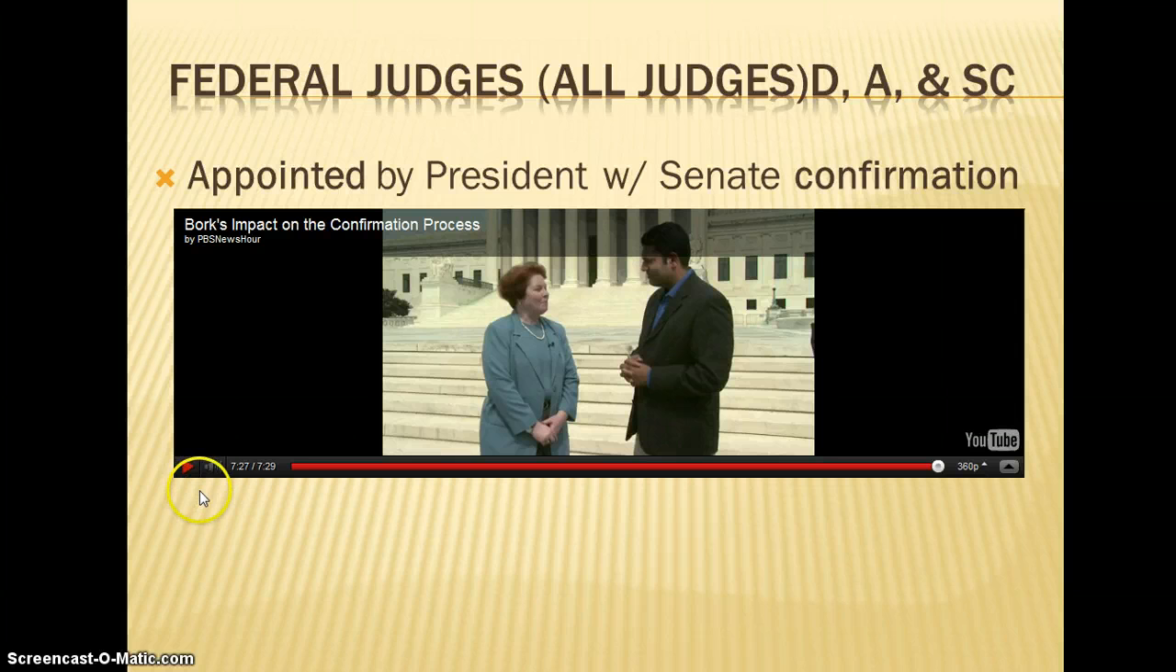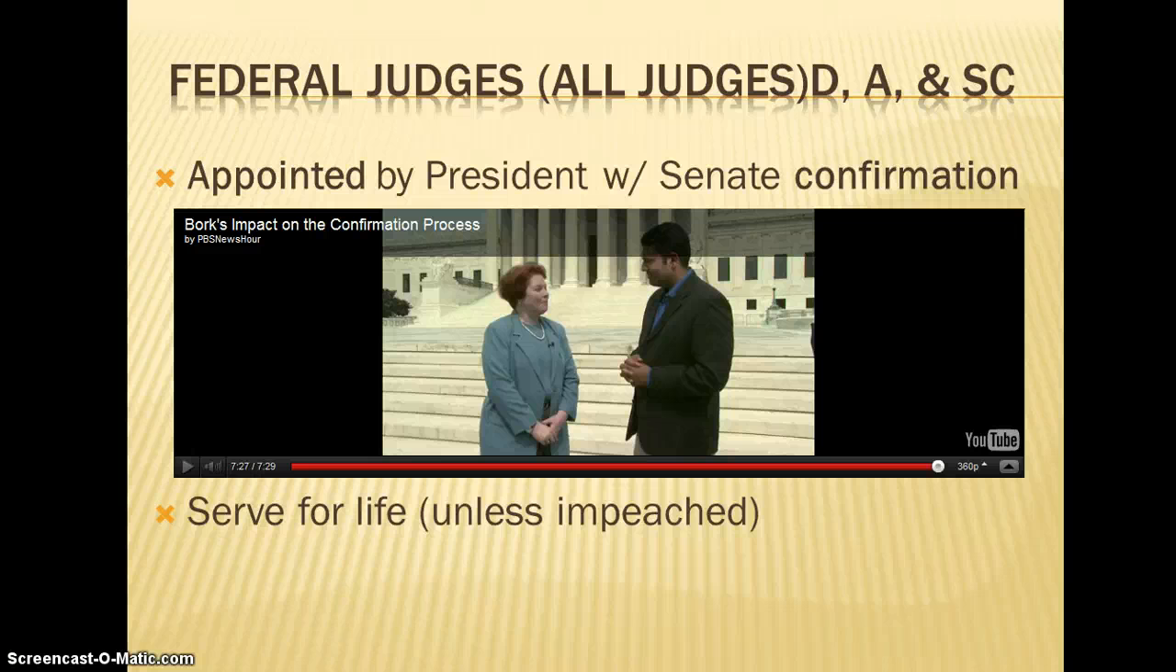Okay. Again, about the appointment process, how special interest groups get involved, and how contentious they've become. Clearly, any judge that is in the federal court system, at least the three levels we're studying, is going to be serving for life until they resign, retire, or unless they are impeached.